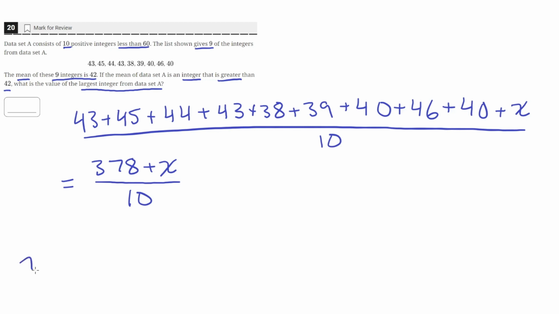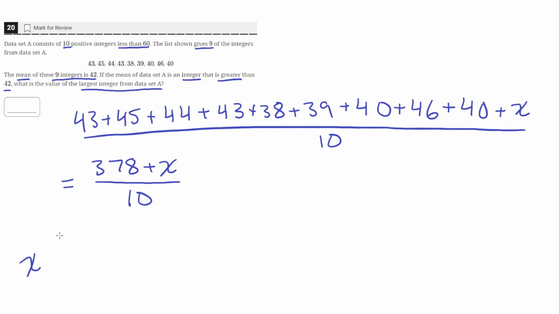So we're trying to find the value of x. We're trying to find the value of x because the problem says that the mean of these 9 integers is 42. But the mean of dataset A after we add the x, or the 10th integer, is greater than 42, which means that x has to be larger than 42.